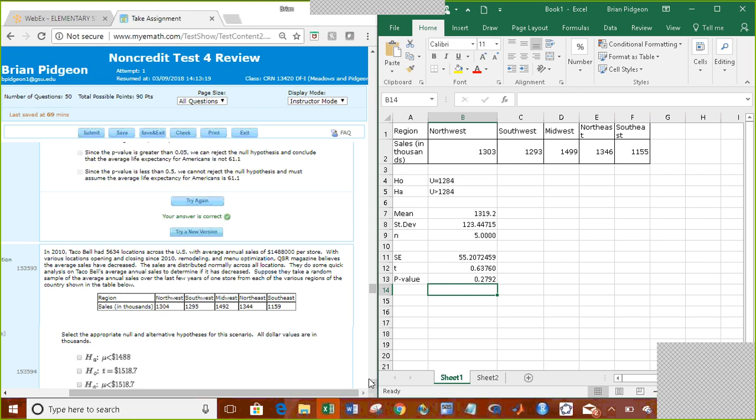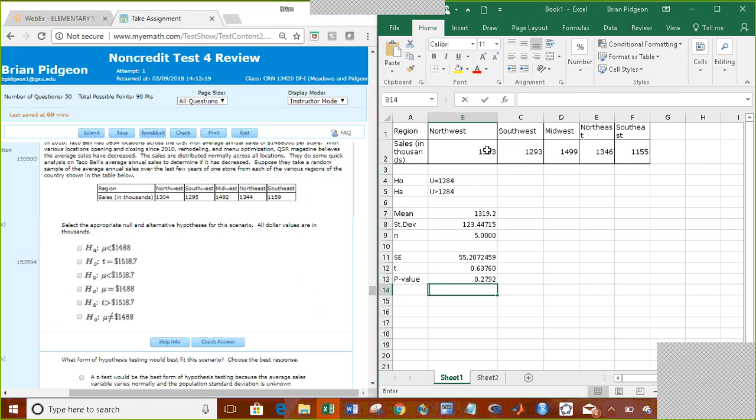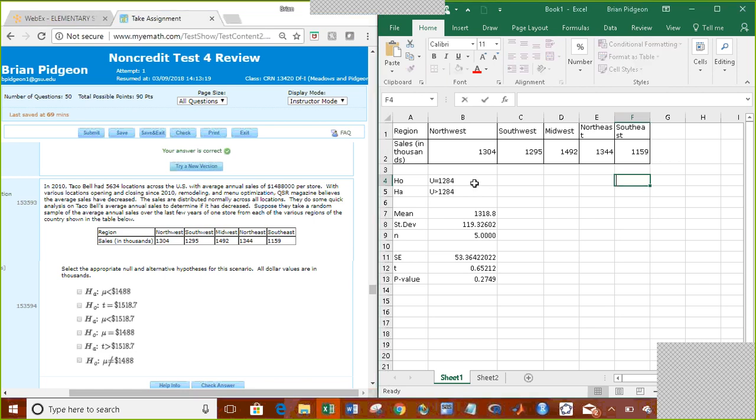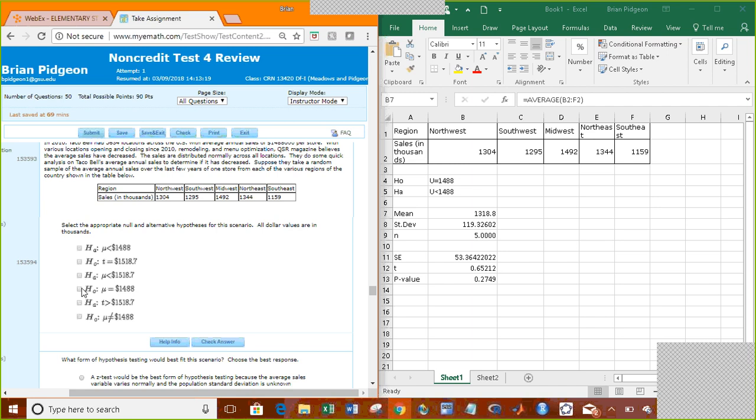Alright. Let's talk about over here. I'm going to go back to that sheet and just do it this way. So this one is 1304, 1295, 1492, 1344, 1159. In this one, our null hypothesis is that these stores make 1,488,000, and we think that maybe a couple of years later, it's less than that value. So our null is that mu is equal to 1488, and our alternative is that mu is less than 1488.